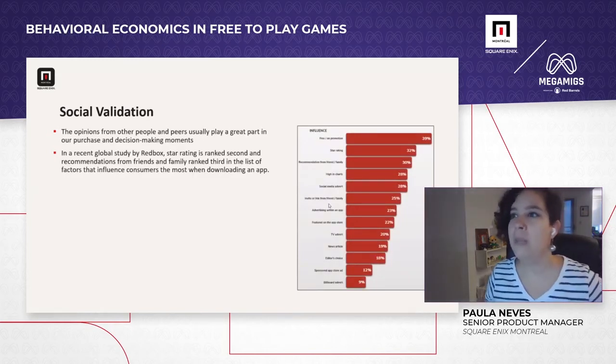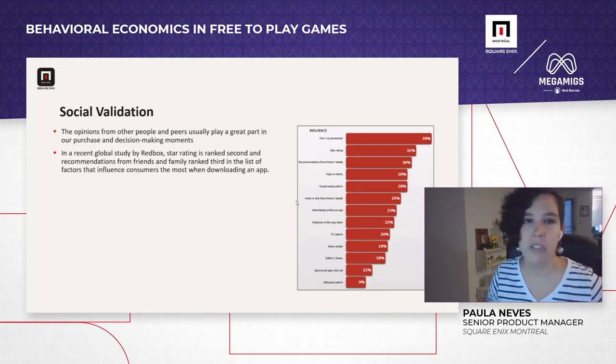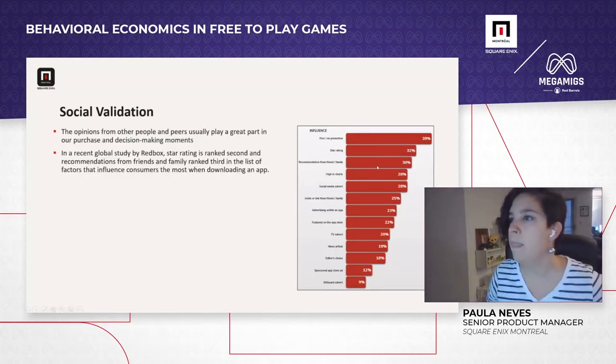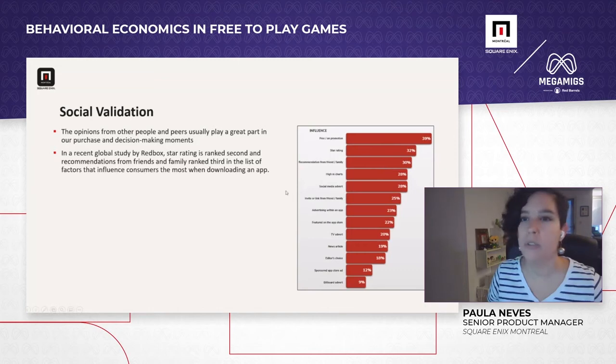So the opinions from other people and peers play a great part in our purchase decision making moments, right? In this recent global study by Redbox, you can see here that star rating and recommendation from friends and family are ranked second and third in the list of factors that influence consumers the most when downloading an app. So this is basically showing how strong social validation is, right?